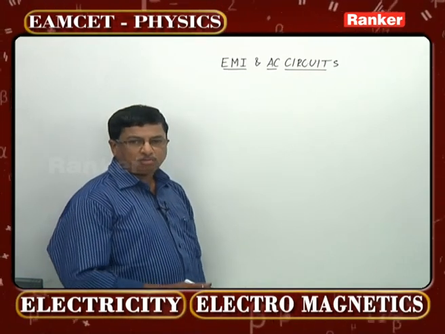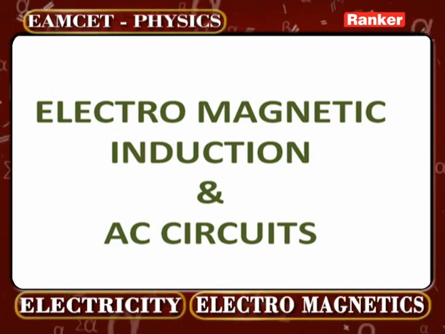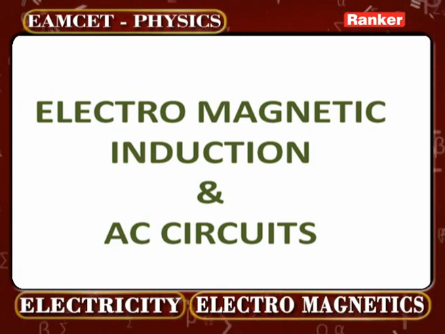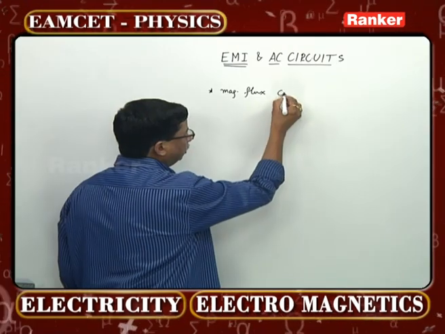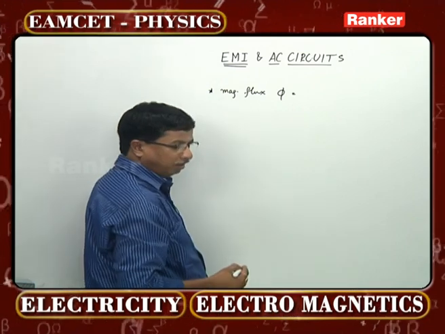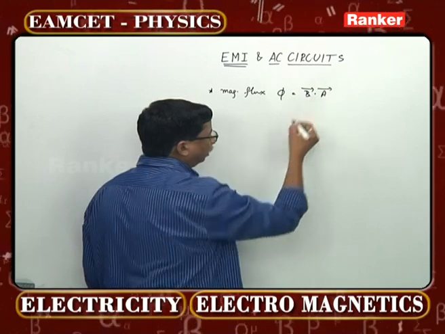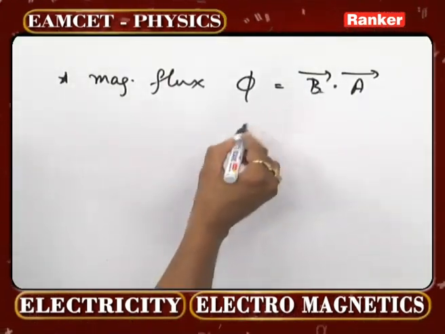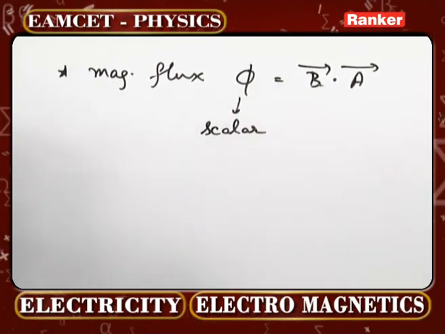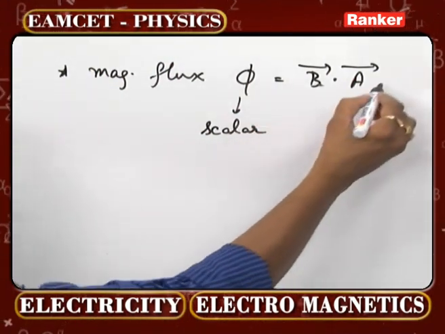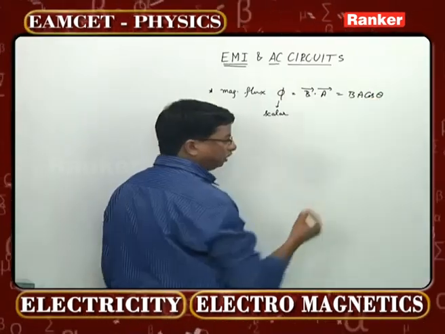So, EMI, electromagnetic induction: what are the major equations we have to remember? The very first one is, what do you mean by magnetic flux? That's what we used to write as phi. And of course, the general formula is B dot A. The moment it is a dot product, you should understand that this is a scalar quantity, not having any direction. But according to B dot A, we can even write this as BA cos theta.